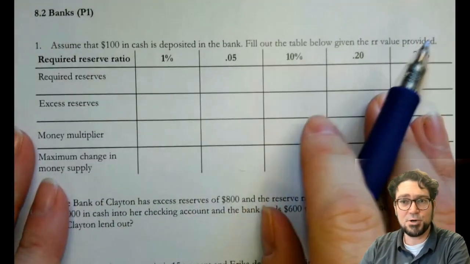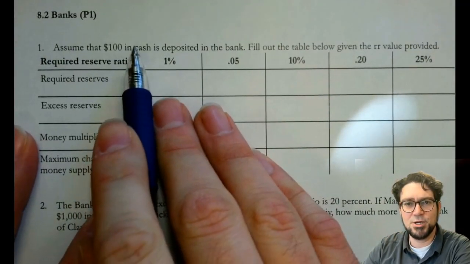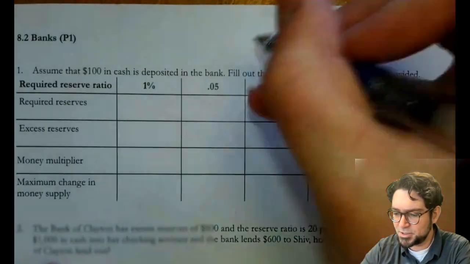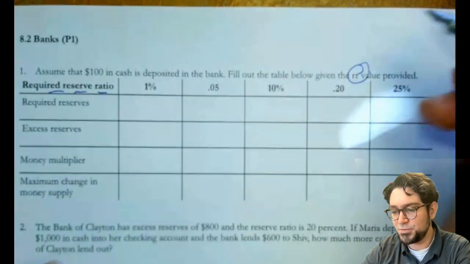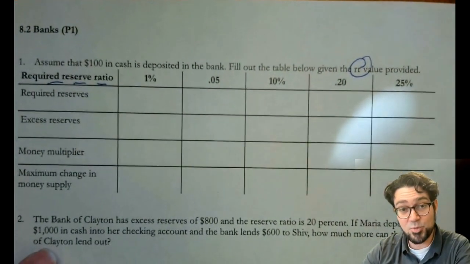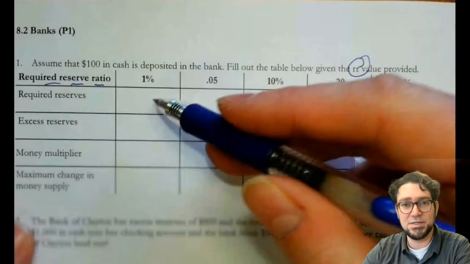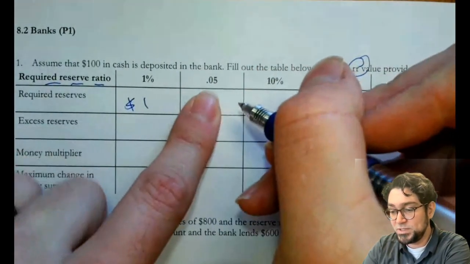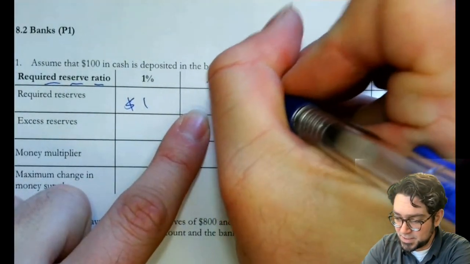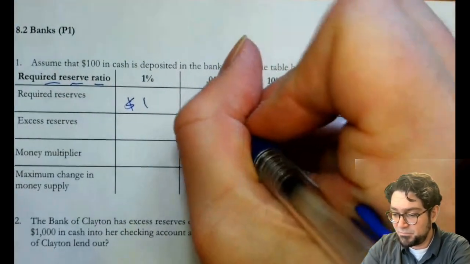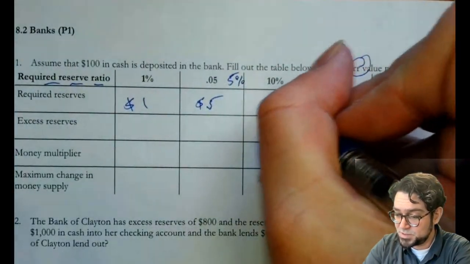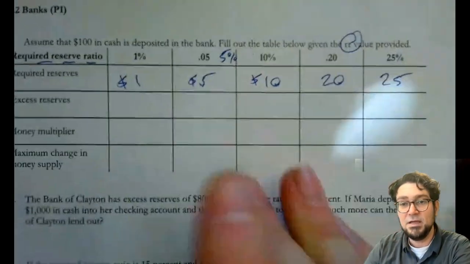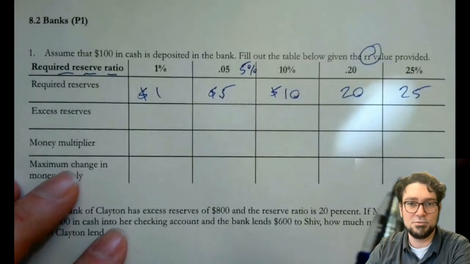Okay, so the first part here just gives us a table and says assume $100 is deposited, fill it out given the RR value provided. So this is the required reserve ratio. This is how much the bank has to keep in required reserves. So we would say they have to keep 1% of the $100, so they have to keep $1. If they have to keep 0.05 or 5%, then they have to keep $5. If they have to keep 10%, they have to keep $10. They have to keep 20. They have to keep 25. So it's really just saying how much of that 100 would they have to keep.